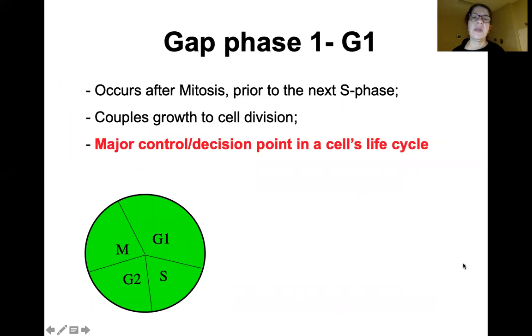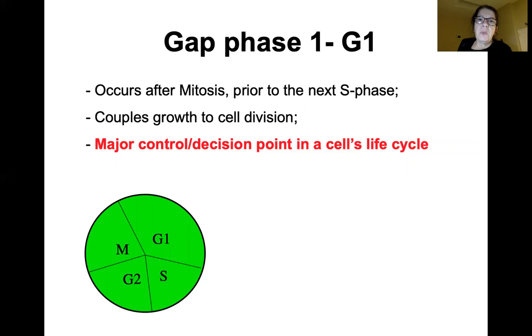Now, I left G1 last because G1, the gap phase one, the first gap phase, is actually the most important phase of the cell cycle, the most important phase in interphase. It occurs right after mitosis and prior to the next S phase. And that's the phase that couples cell growth to cell division. So a cell needs to reach a certain growth, a certain size before it can divide. And of course, when a cell reaches a size which is too large, then it needs to divide. We explored that in our unit 2.